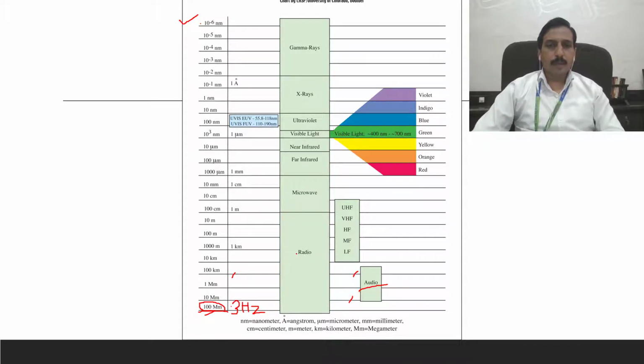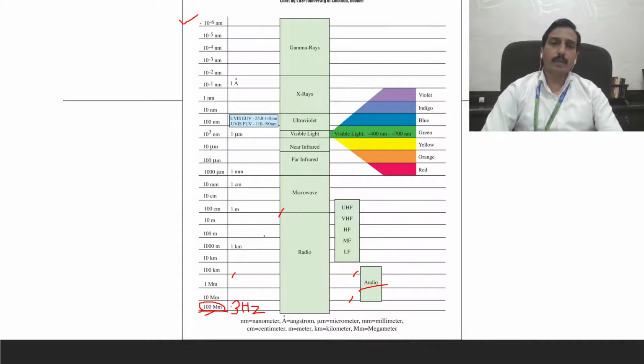As far as radio is concerned, see, 1 meter is given. 1 meter means 300 megahertz. Up to 300 megahertz of the frequencies can be given for the radio applications. So we can say that from 300 megahertz to, suppose, 100 kilohertz of the frequency can be given for the broadcasting purpose.